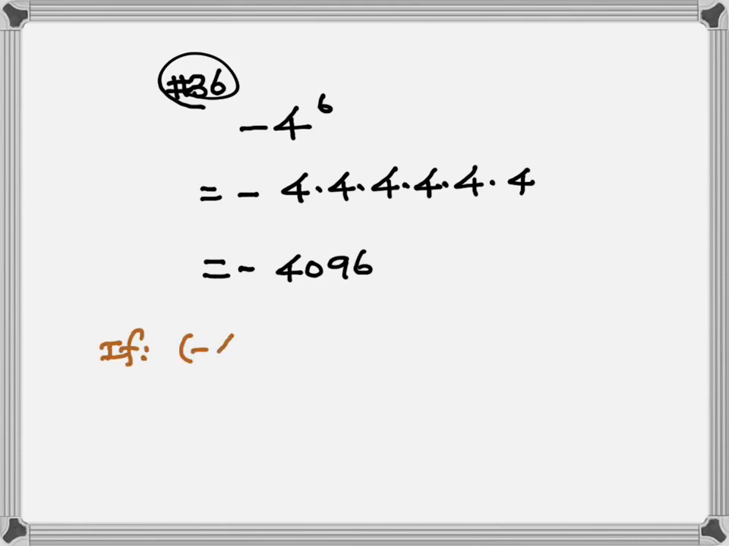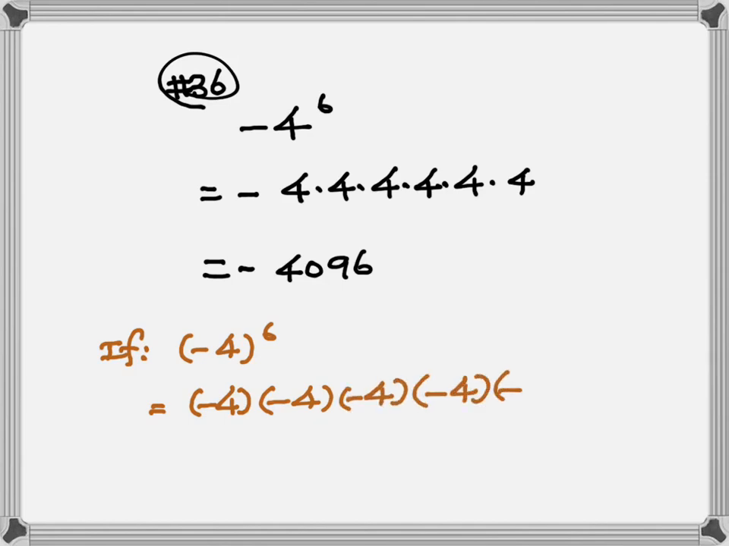Now this time, if your number is inside the parenthesis to the 6th power, this means you multiply the parenthesis itself with the number 6 times. Okay, now here, let me rewrite this a little bit clearer. So again, you count how many negative signs. Here we have an even number of negative signs, 1, 2, 3, 4, 5, 6. So your answer will be a positive number. So you multiply 4 itself 6 times, will be positive 4096.